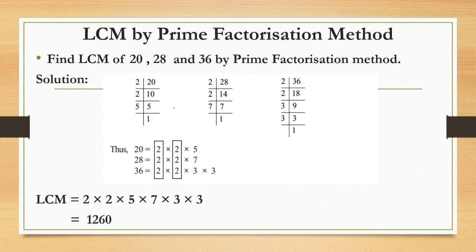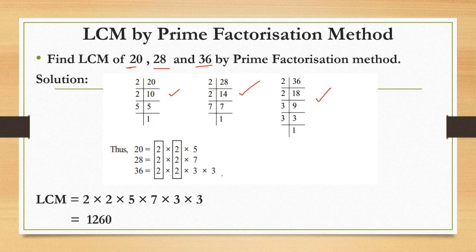For three numbers we are going to find the LCM, that is for 20, 28 and 36. First you have to find the prime factorization of these numbers. Prime factorization of 20 is 2 into 2 into 5. Prime factorization of 28 is 2 into 2 into 7, and prime factorization of 36 is 2 into 2 into 3 into 3.